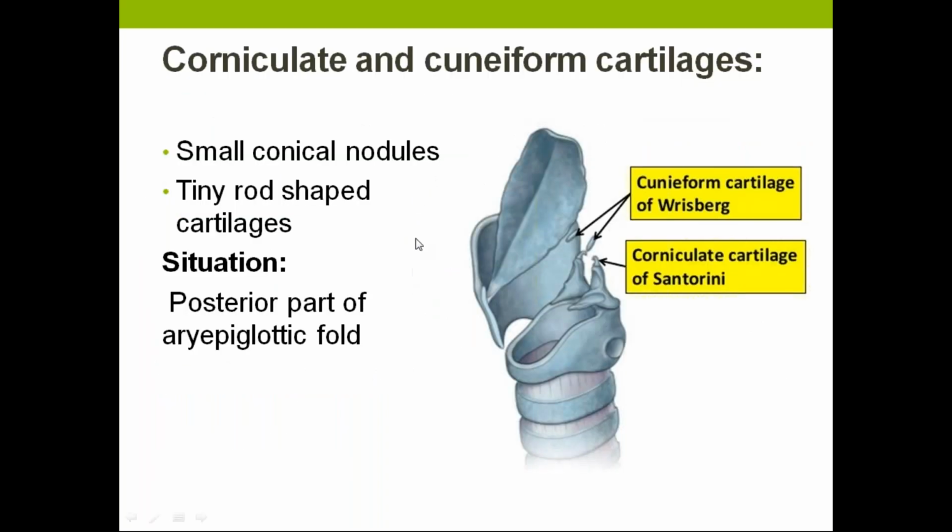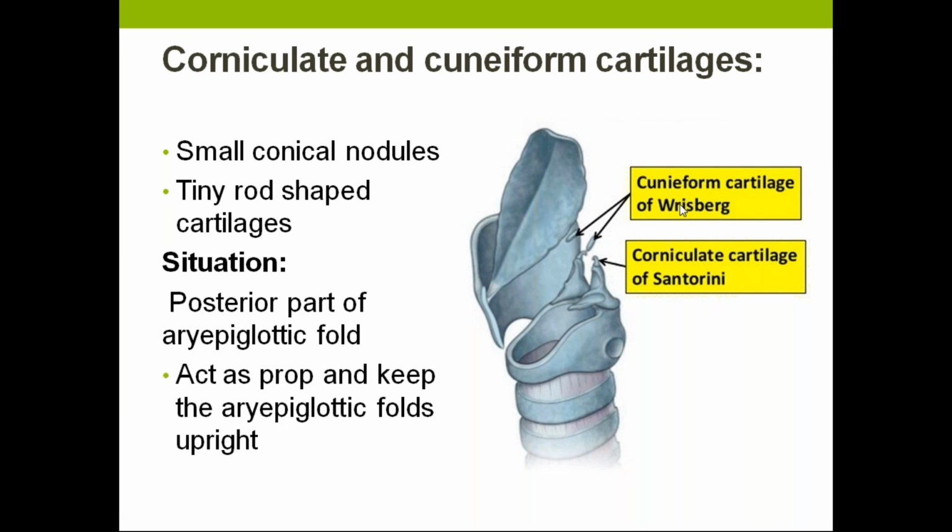Next, we'll see about the corniculate and cuneiform cartilages. These are very tiny, conical nodules near the apex of the arytenoid cartilage. We can even say tiny rod-shaped cartilages. Where is it located? It is located in the posterior part of the aryepiglottic fold. There are other names for these cartilages: the corniculate cartilage we used to call the cartilage of Santorini, and the cuneiform we used to call the cartilage of Wrisberg.